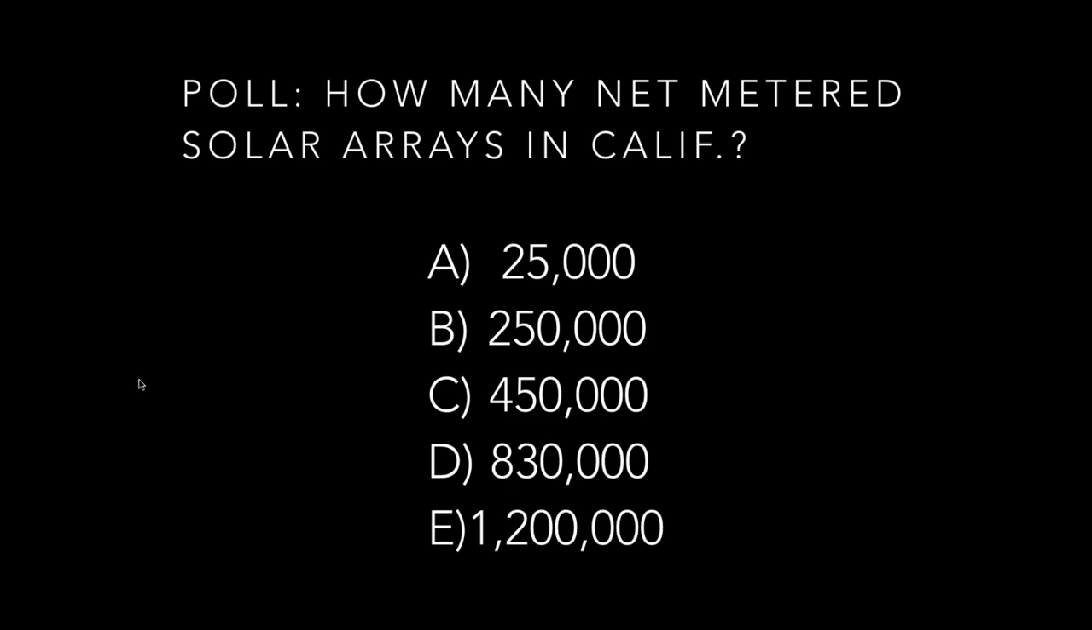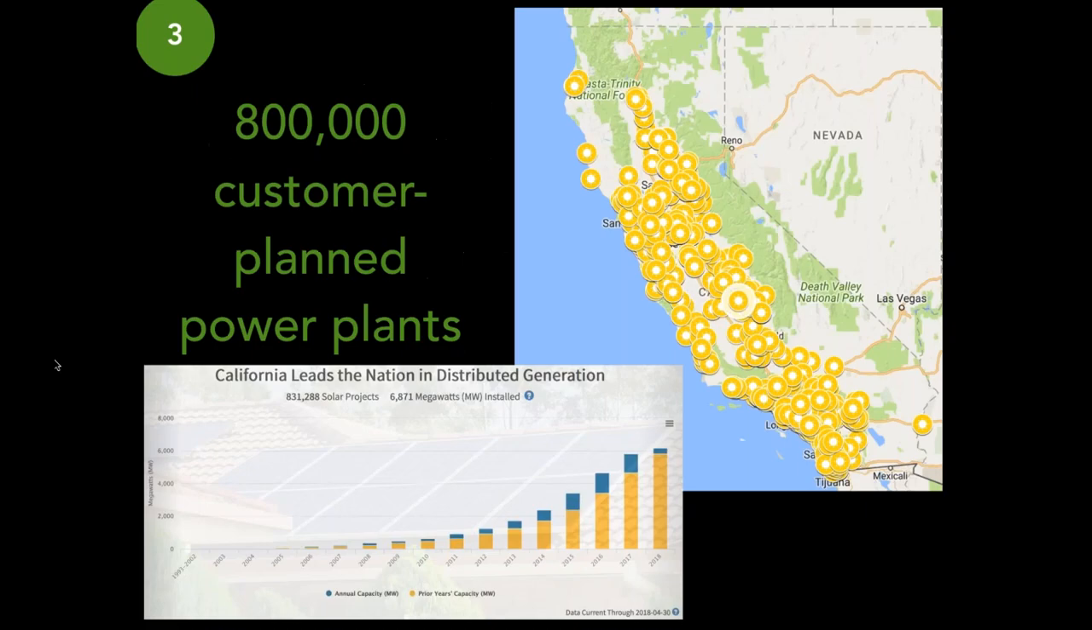All right, we'll go ahead and close it now. Thanks so much for those who participated. And it looks like the plurality of you were correct. It's about 830,000, a little more than 800,000. This map here highlights the zip codes just for the past 2 years where many of those solar arrays have been installed. You can see it's all over the state of California. You see on the bottom here from California Solar Statistics the timing of when those solar arrays have been installed.